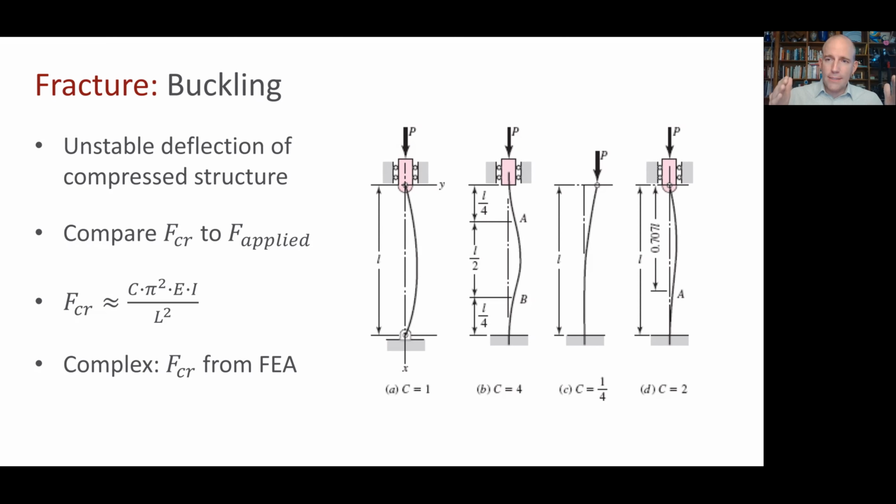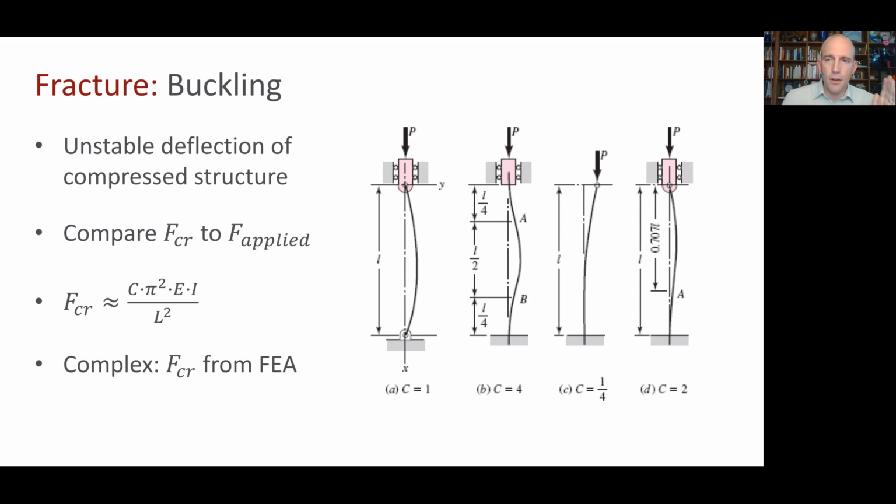If the springiness outweighs the moment due to the displacement of the load, then it won't buckle and it's stable. But if the moment due to that little tiny displacement is bigger than the springiness moment to put it back into place, then it will deflect more and the moment will get bigger. And the springiness will also get bigger, but not as fast.